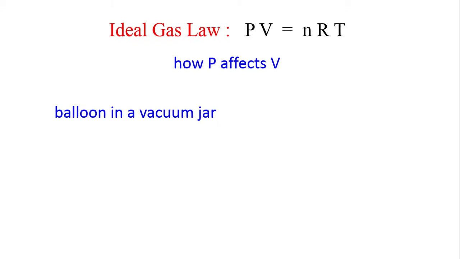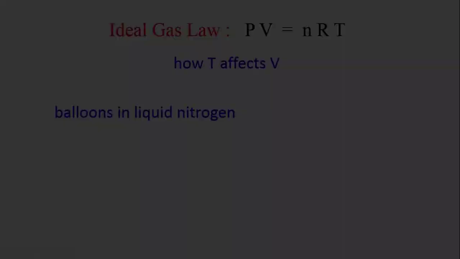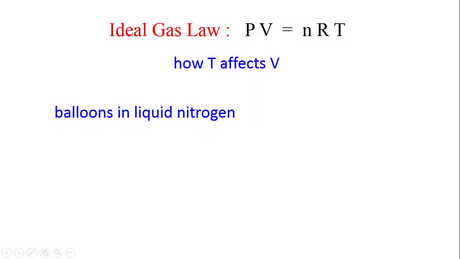The balloon in the jar expands in response to the change in pressure in the jar. The number of moles and temperature inside the closed system, the balloon, stay constant. Since P and V are inversely proportional on the same side of the ideal gas law, a decrease in the pressure of gas inside the balloon, which mirrors the pressure outside the balloon in the jar, causes an increase in the volume. To see how temperature affects volume, let's look at a video from the internet.